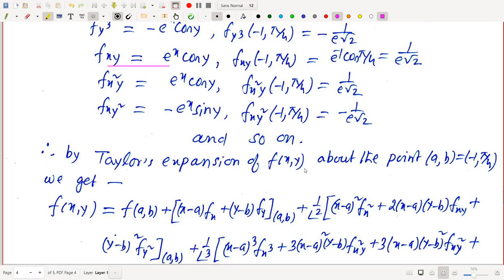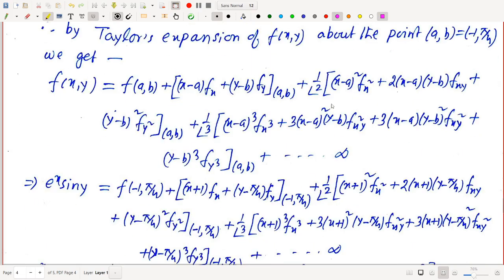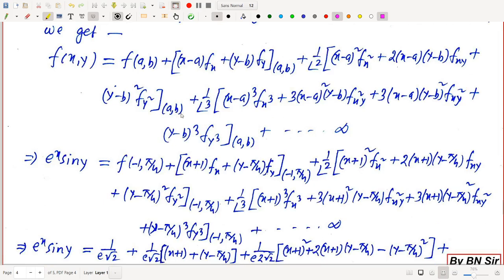Therefore, by Taylor's expansion of f(x,y) about the point (a, b), here (-1, π/4), we get this expansion. Taylor's theorem already stated. F(x,y) is this: f(a,b) + (x-a)fx + (y-b)fy, but all these derivatives at the point (a,b). Then 1/2! [(x-a)² fx² + 2(x-a)(y-b) fxy + (y-b)² fy²], means second order partial derivatives. But those derivatives should be at the point (a,b).